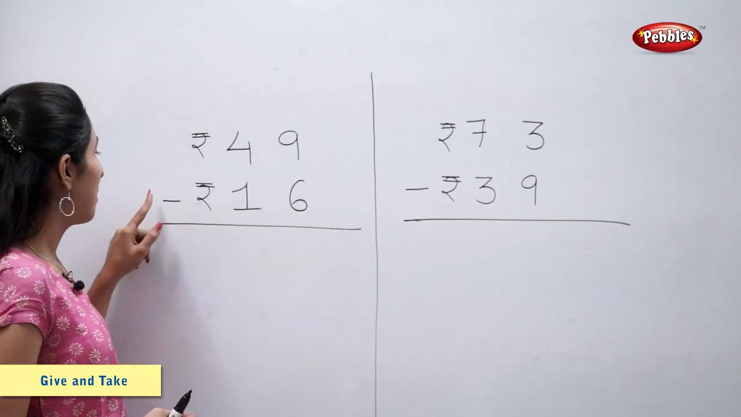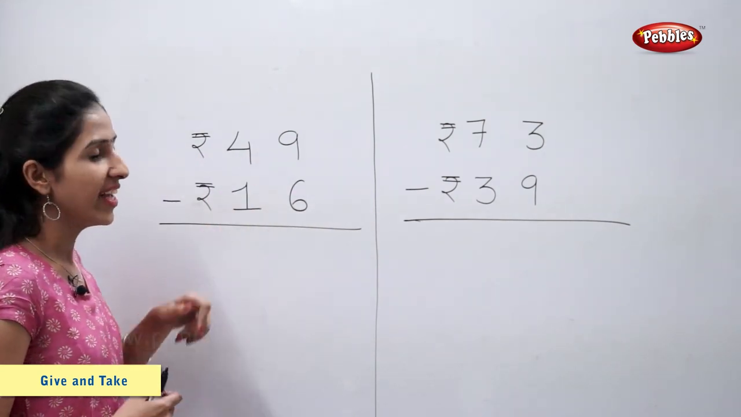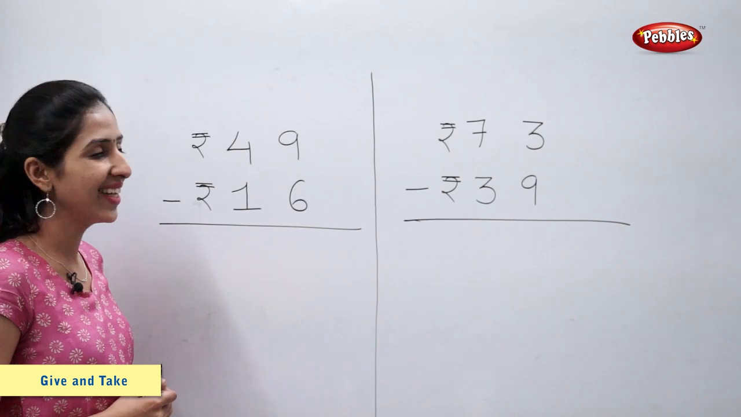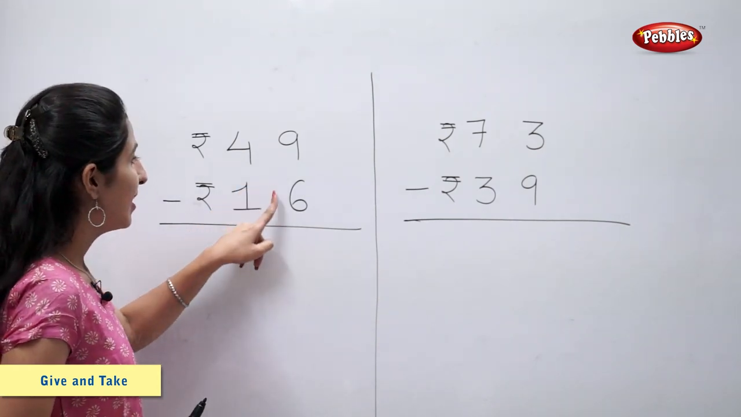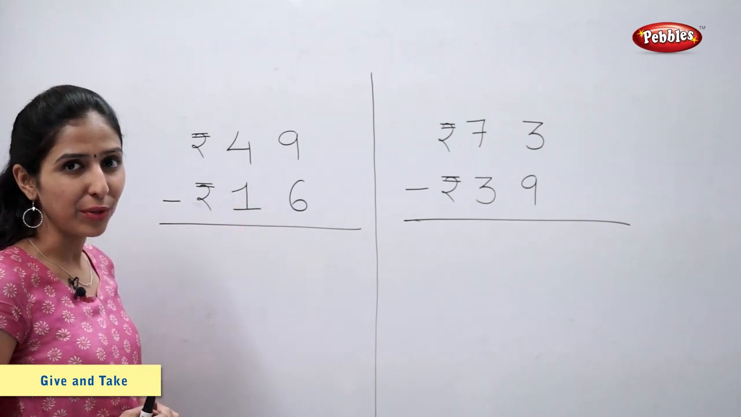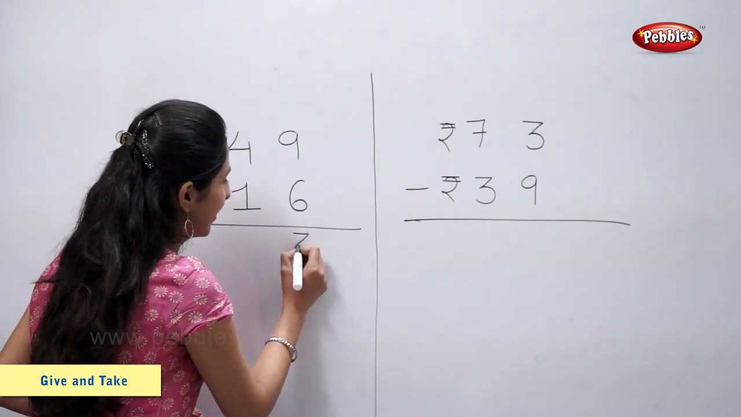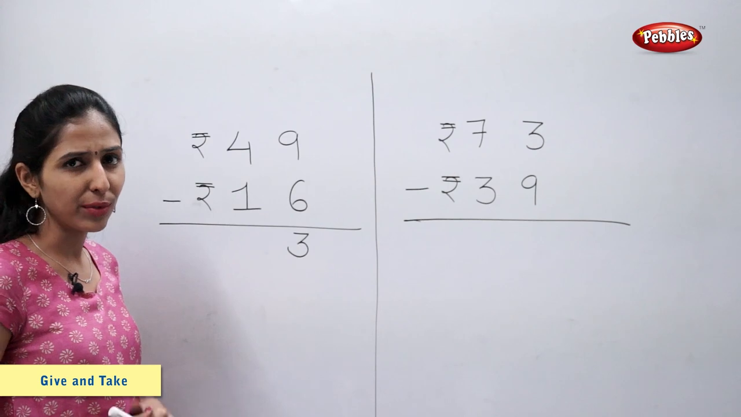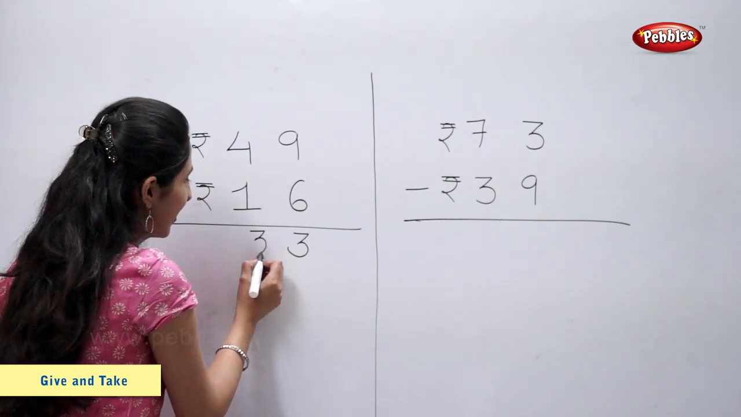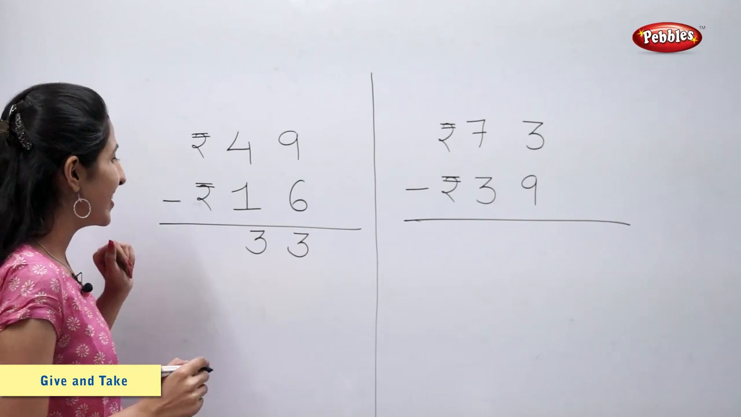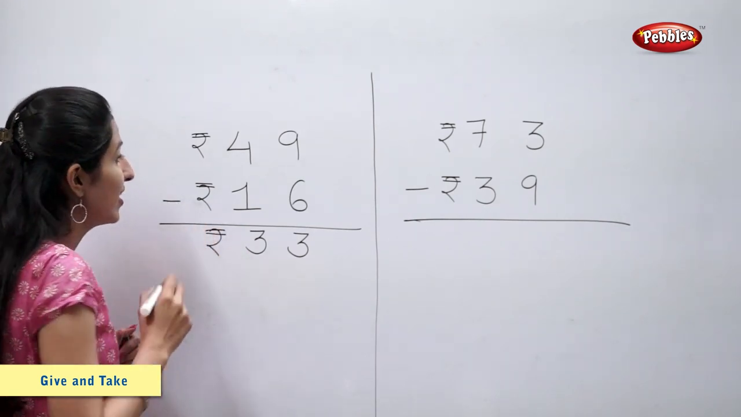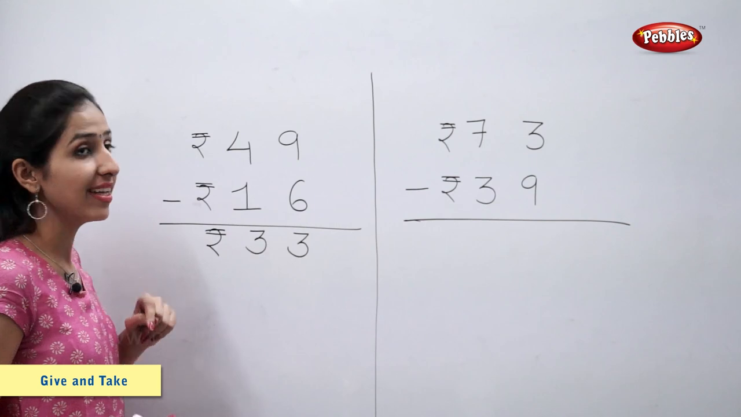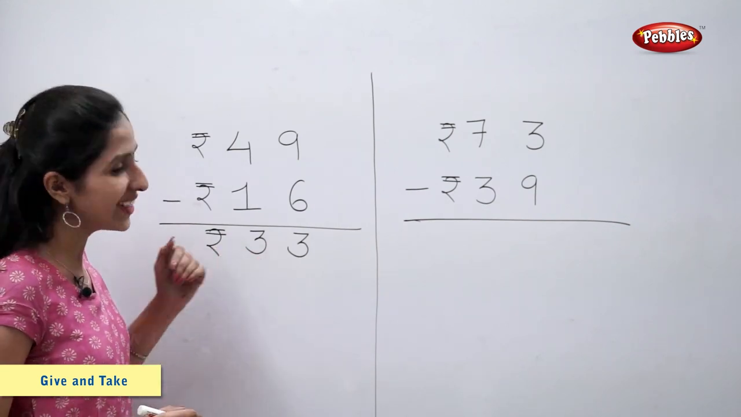Rupees 49 minus rupees 16. Let's find out how much is rupees 49 minus rupees 16. 9 minus 6 is equal to 3. 4 minus 1 is equal to 3. Let's write the sign. So, rupees 49 minus rupees 16 is equal to rupees 33.